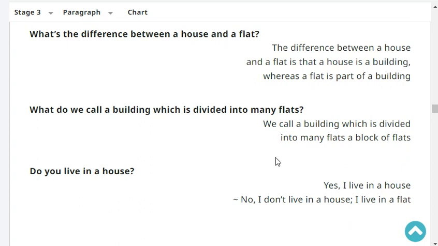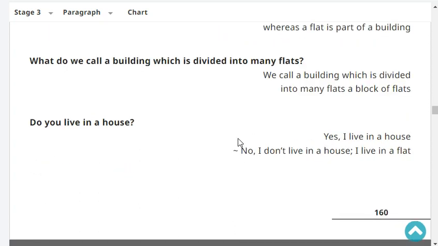What do we call a building which is divided into many flats? We call a building which is divided into many flats a block of flats. Very good.